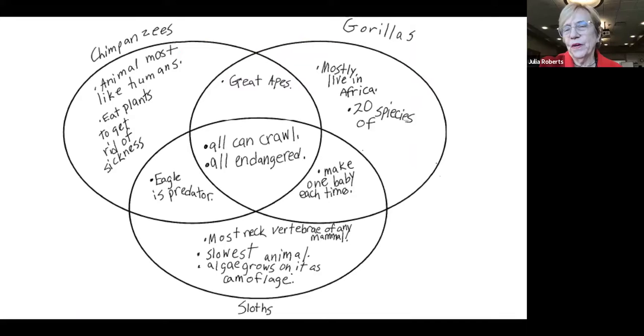And so with very few words, students could tell you what they know about chimpanzees, gorillas, and sloths, and what each of those has in common.